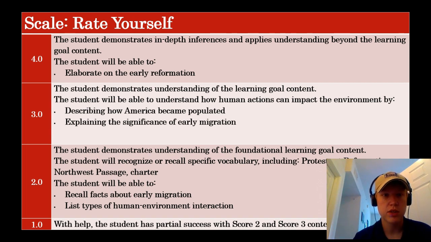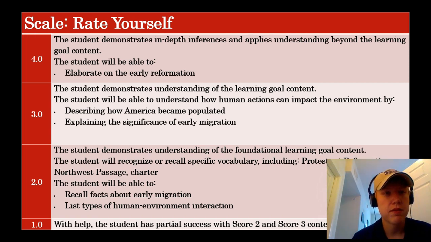Now, secondly, the student will be able to recall facts about early migration, list types of human-environment interaction. So this means that you're going to know why Europeans came over here. You're going to know what ideas brought them here. And for secondly, with the human environment interaction, you're going to be able to say what did Europeans do with the land once they got here? So how did the Europeans interact with things around them in their environment?